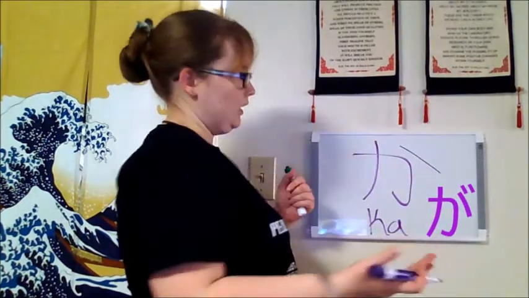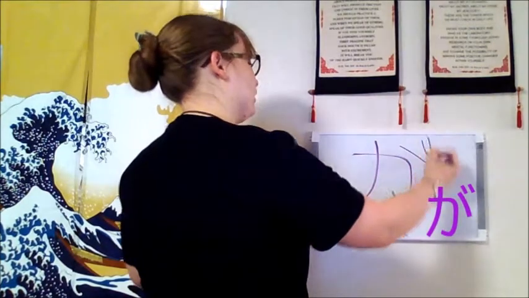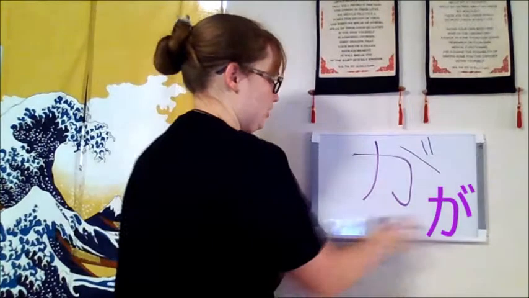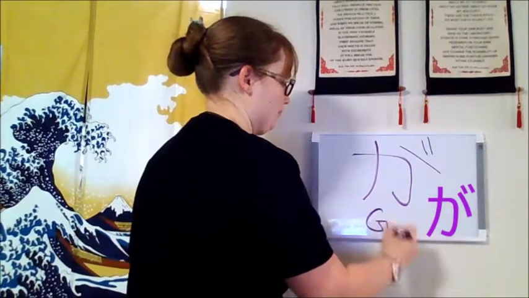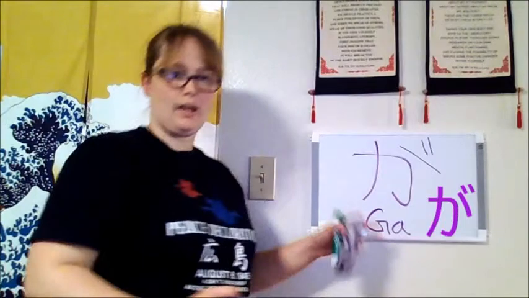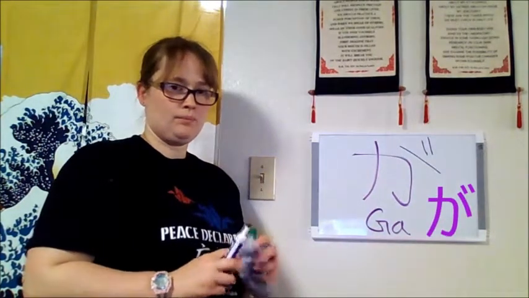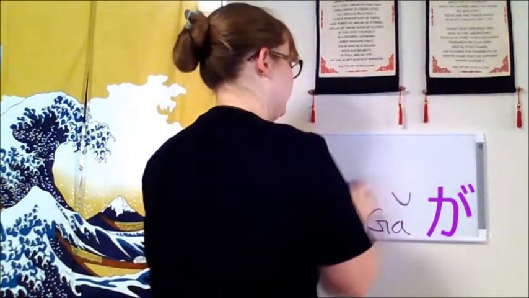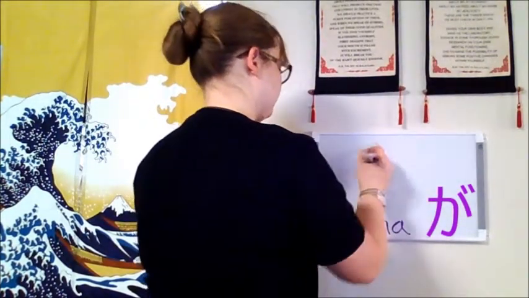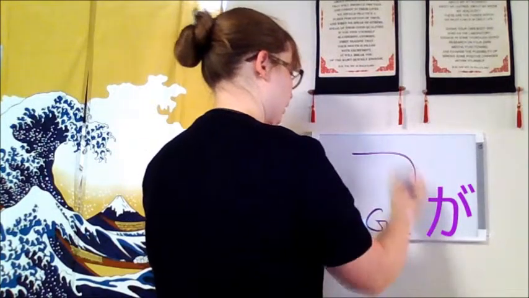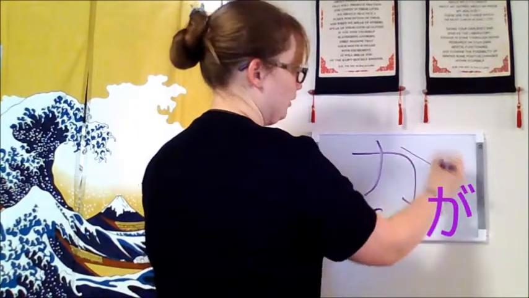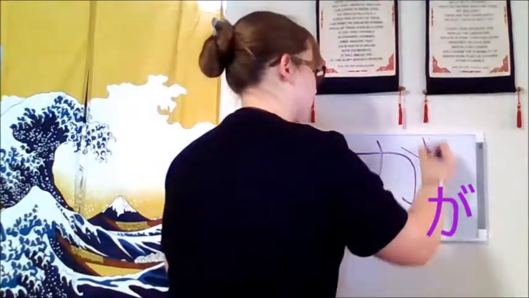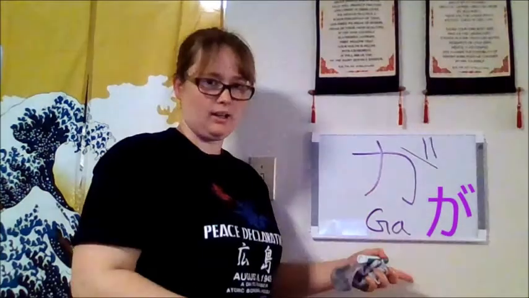But we need it to be ga, so we add dakuten, which are two little lines up here in the corner, and now the sound changes to ga. Ga. Mou ichido, ga. Curve, hook, J shape, ear, dakuten. Ga.